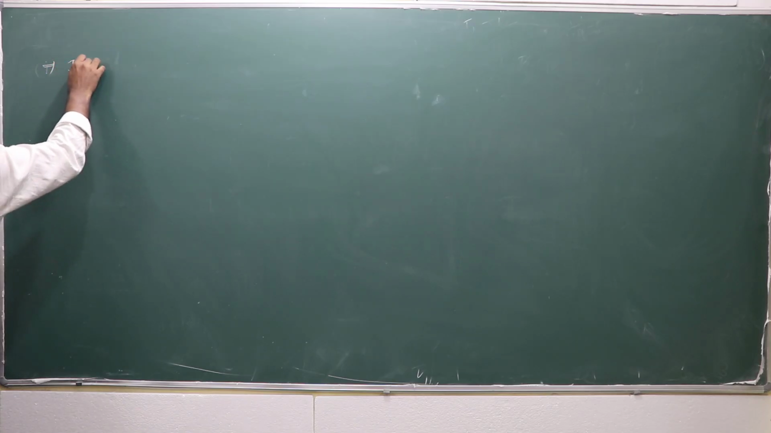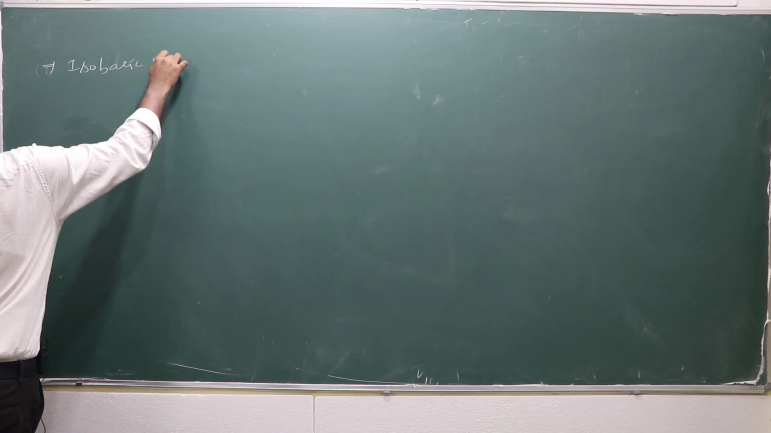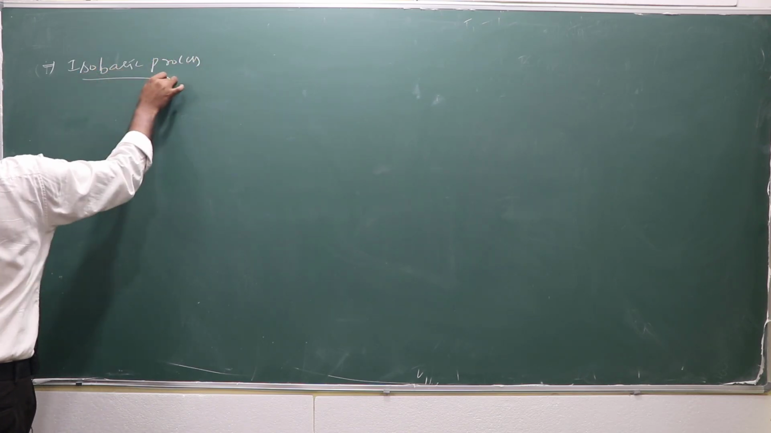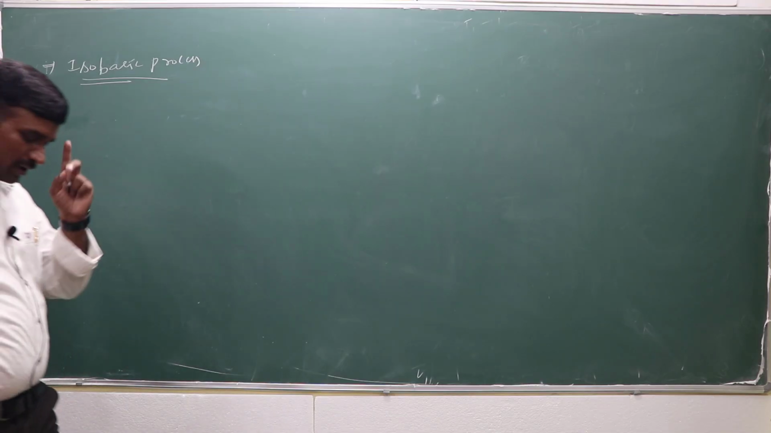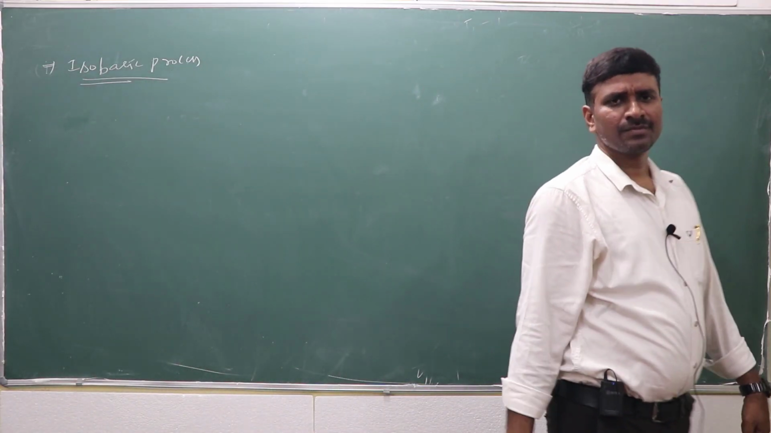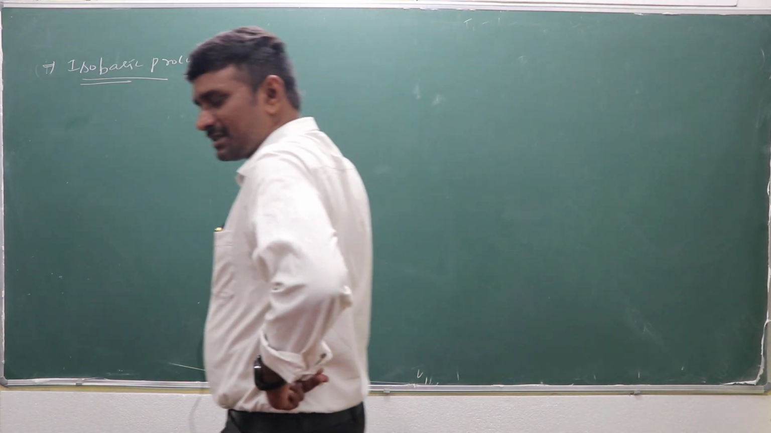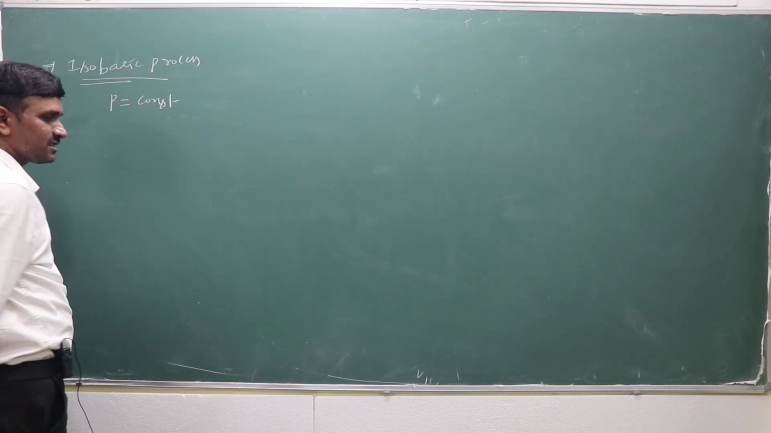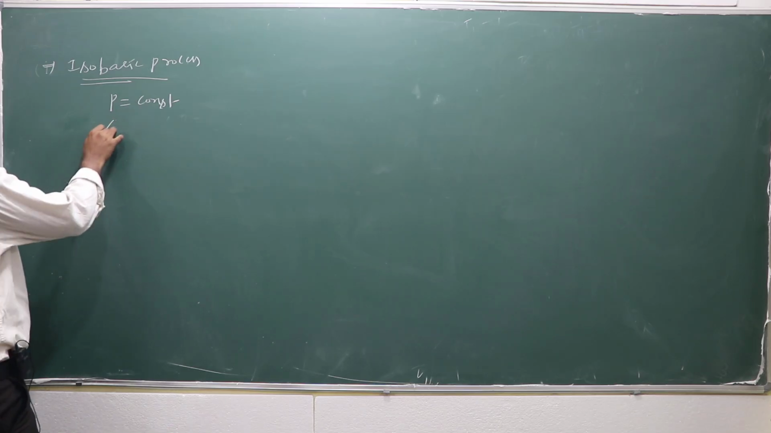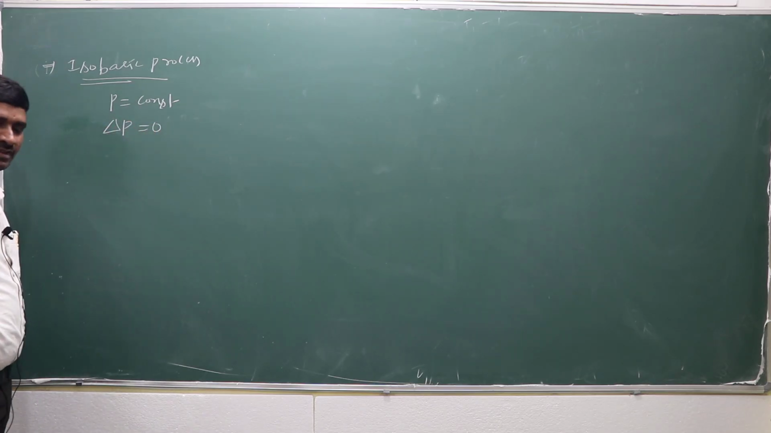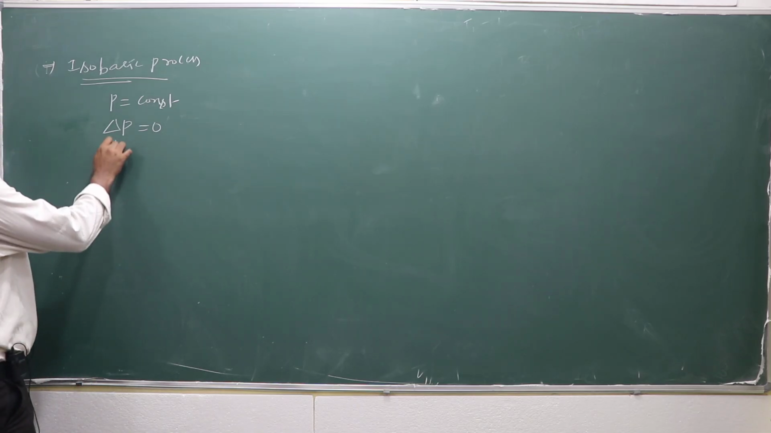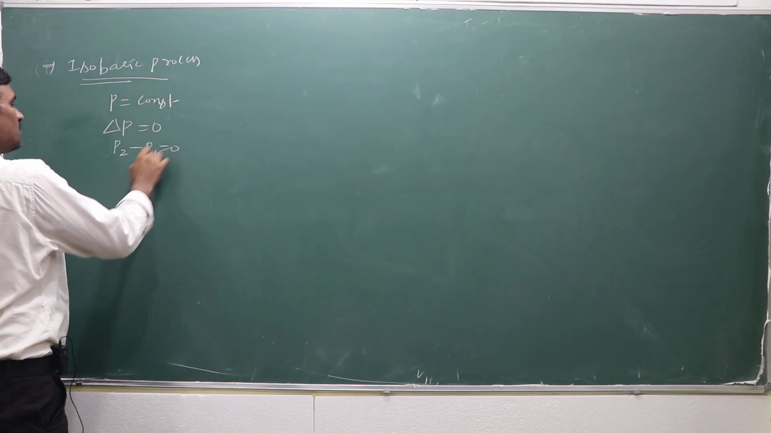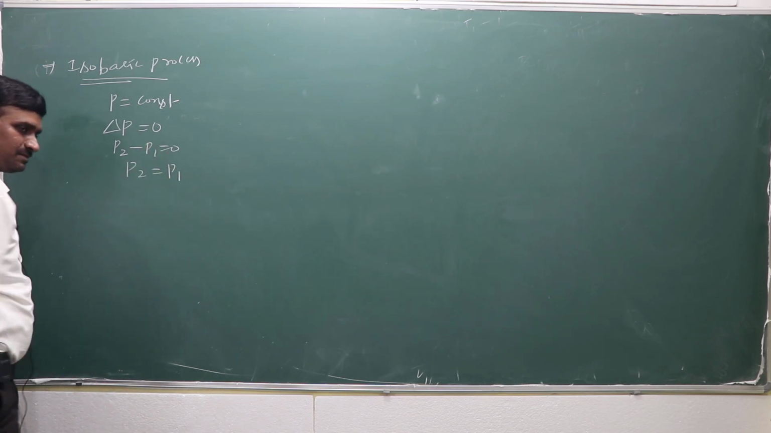So the isothermal process, we have already seen. If the process is an isobaric process, what will happen? I already explained that in an isobaric process, pressure is constant. That means the change in pressure is 0. That means P2 minus P1 is equal to 0, so P2 is equal to P1.